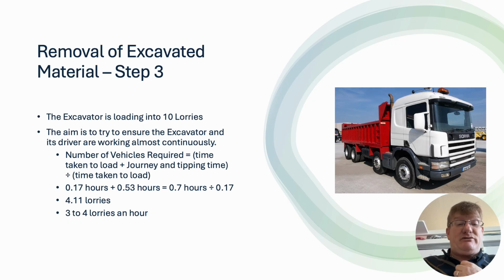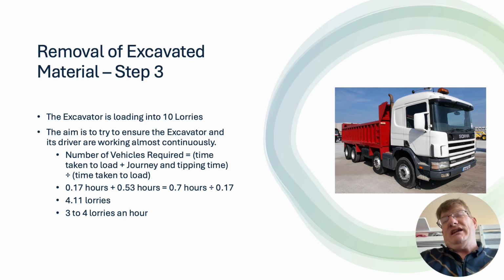Number of vehicles required equals time taken divided by the journey and tipping time and divided by time taken to load. So what we're saying is it takes 0.17 hours to load 5 meters cubed, which is 10 tons, plus 0.53 hours. So the tip is 30 minutes away, basically, or just over 30 minutes, if you travel something around 30 to 40 miles per hour, okay? So that's what we're saying.